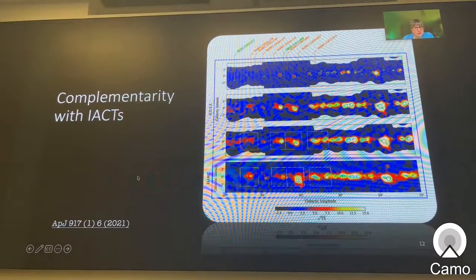Another word on the complementarity with IACTs. There's an interesting study published in 2021. Hawk has some collaborators who are also members of the HESS collaboration, so this is how this came about. And what they did is they adjusted the HESS measurement to simulate what a Hawk data set would look like by increasing the PSF of the HESS data set, approaching the Hawk PSF and also adjusting the background estimation.